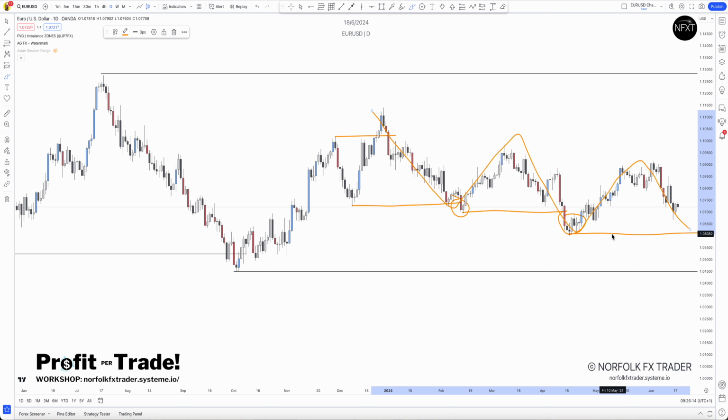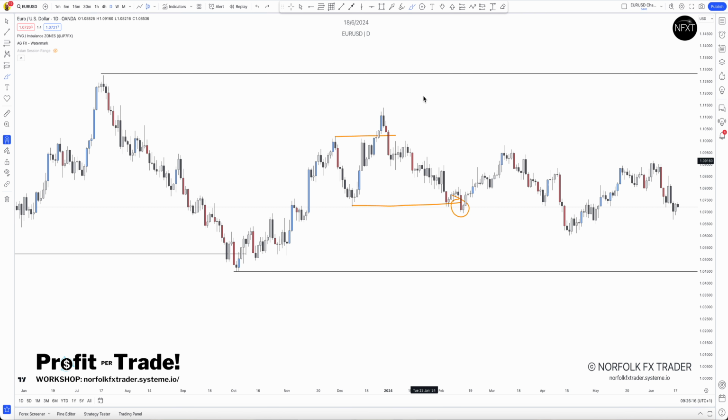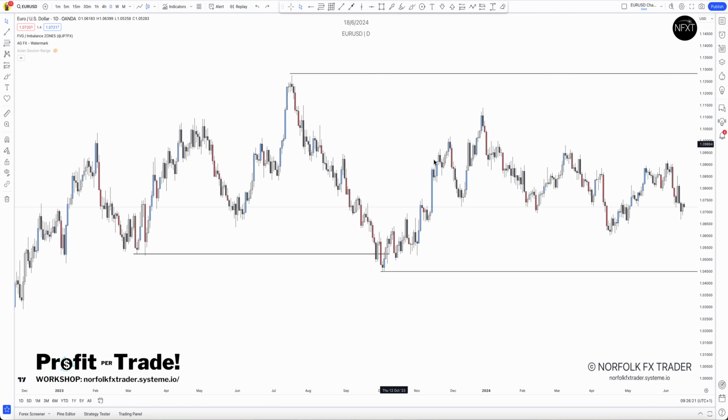There's no complex method. I have a way of making it very mechanical as well. I have a way I use multiple time frames with market structure.